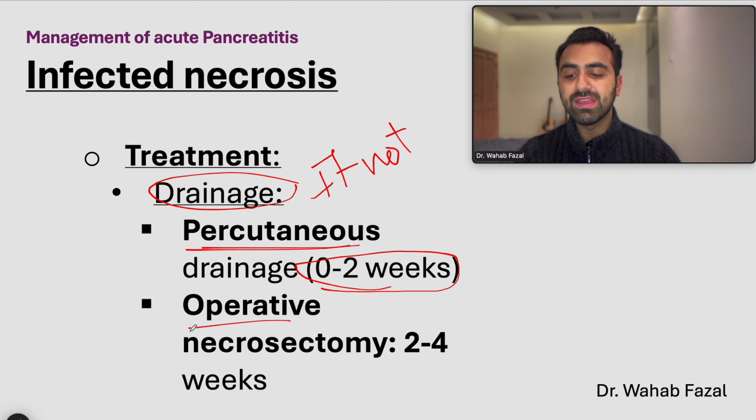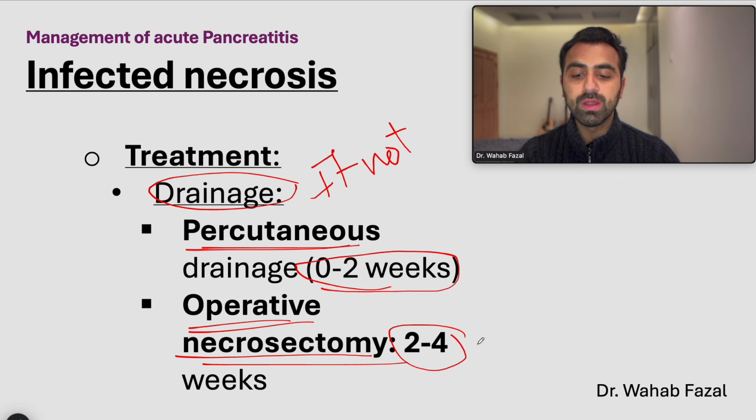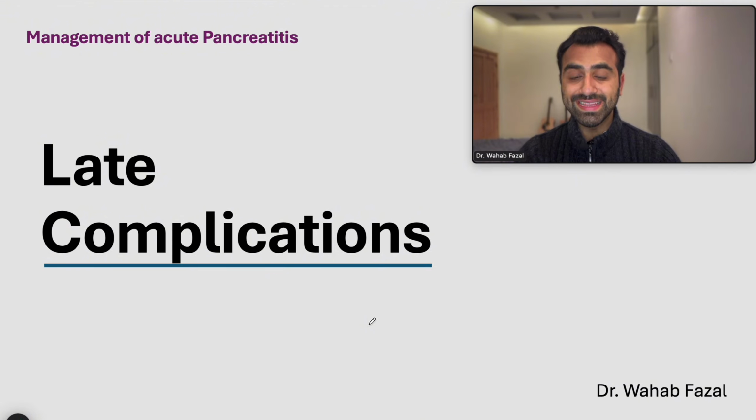And you might even have to go for operative necrosectomy. That is an operation performed to remove the area of necrosis in the next 2 to 4 weeks, based on analysis by your GI and interventional radiologists. So if the patient with infected necrosis is not improving with broad spectrum antibiotics alone, you want to consider percutaneous drainage and operative necrosectomy. What are the late complications?